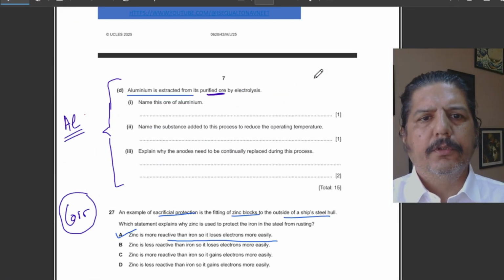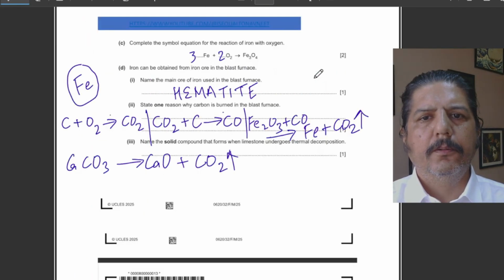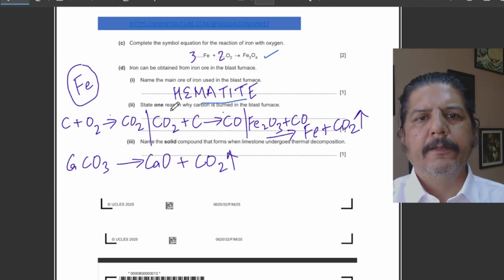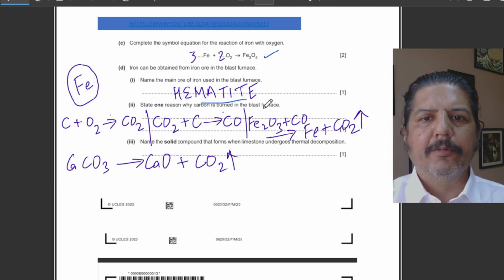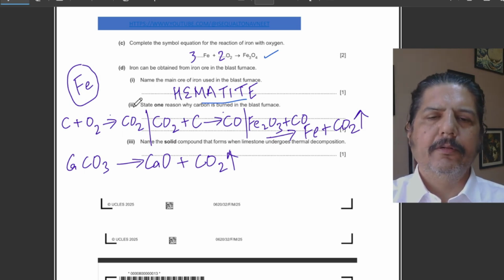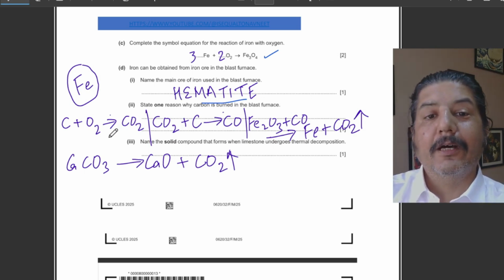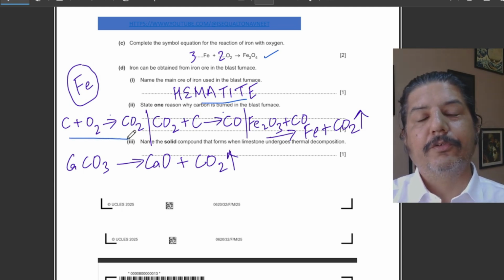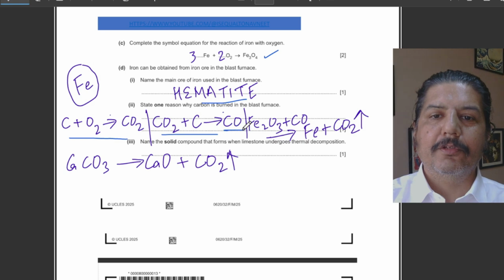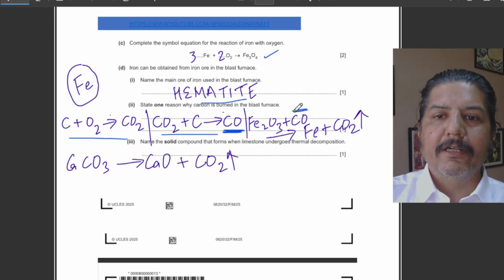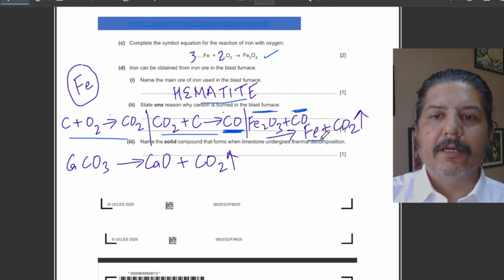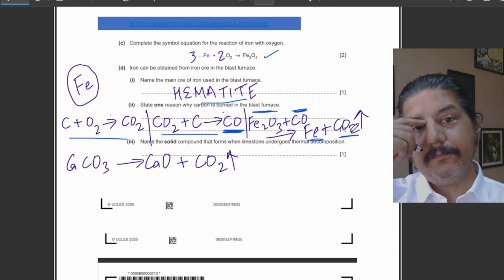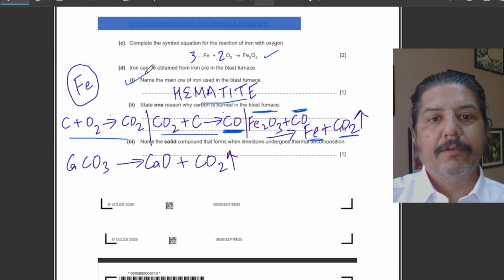Okay, next question. Complete the following equation. I have completed the equation. Name the main ore. We have discussed hematite. State one reason why carbon is burned in the blast furnace. The carbon which is burned will give us carbon monoxide. This is how the reaction takes place: C plus O2 gives CO2, then CO2 plus carbon gives carbon monoxide. This carbon monoxide reacts with our ore to form iron, and CO2 is given off. So we have done this question.